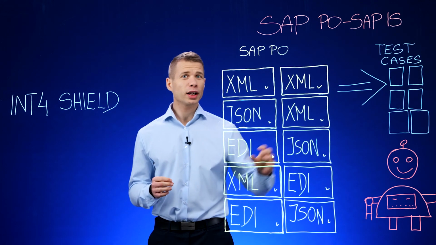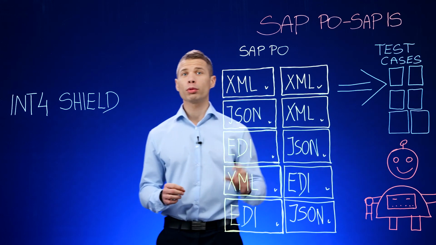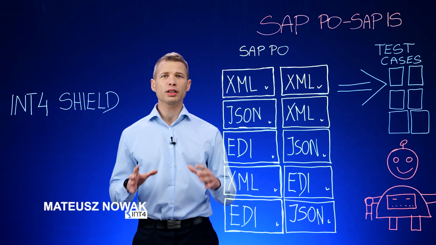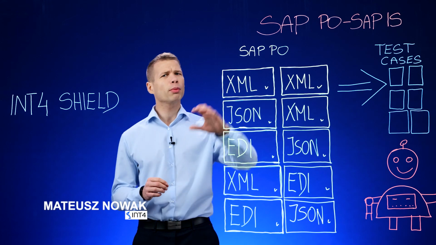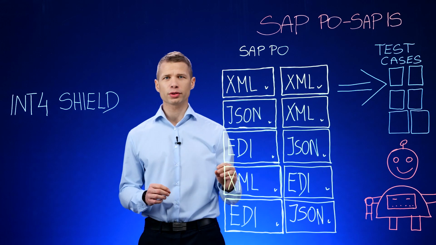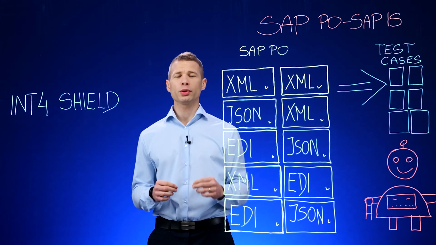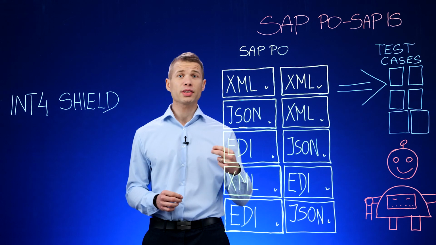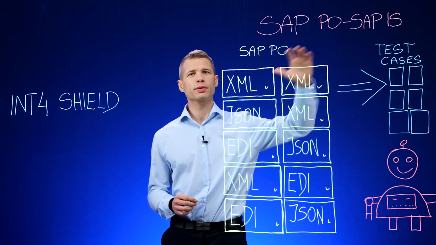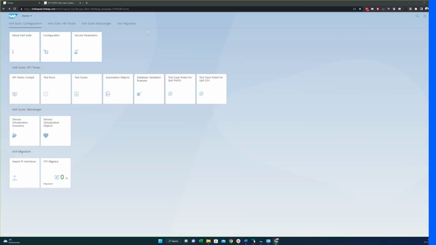Let me show you how the INT4 Shield robotic crawler can automatically save existing messages from multiple SAP PO interfaces, classify them to the relevant subfolders so that you can use them to validate your SAP cloud integration flows. If you want to massively create test cases from your existing SAP PO interfaces, you can leverage SAP Test Cases Robot.